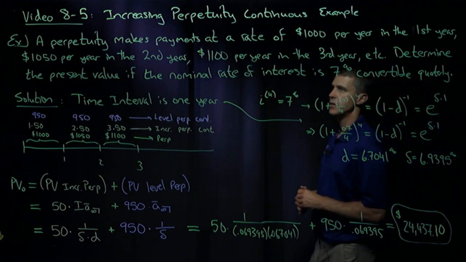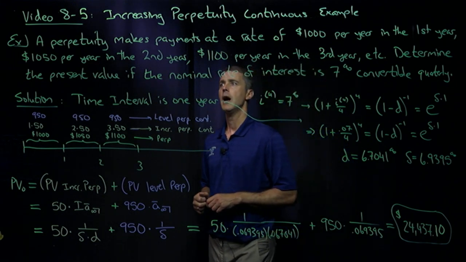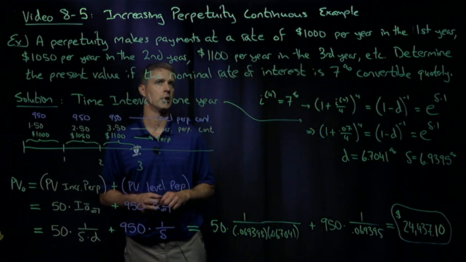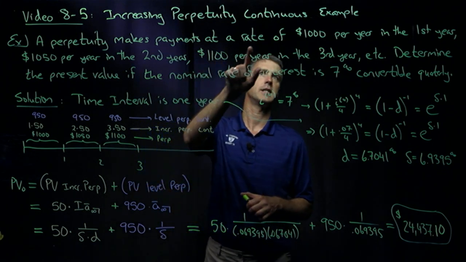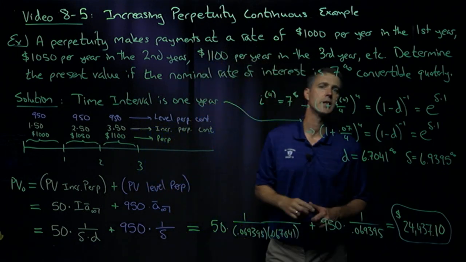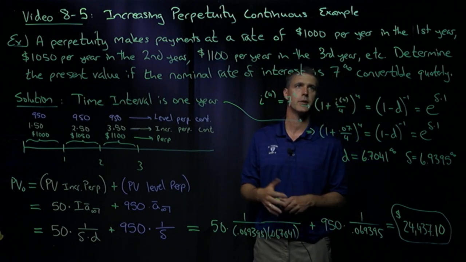All right, so this perpetuity makes payments at a rate of 1,000 per year in the first year, 1,050 per year in the second year, 1,100 per year in the third year, etc. So since they say rate of 1,000, that's the clue that it's a continuous annuity instead of just 1,000 at the beginning or at the end.